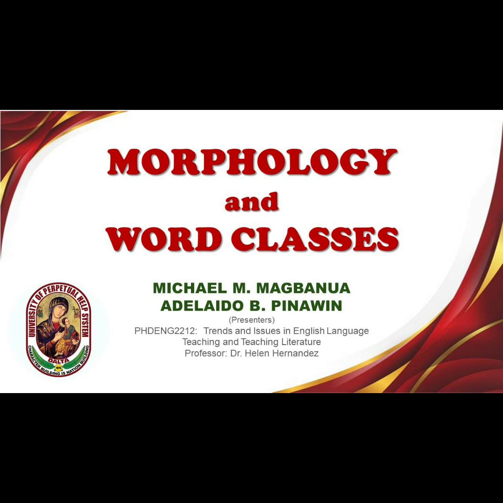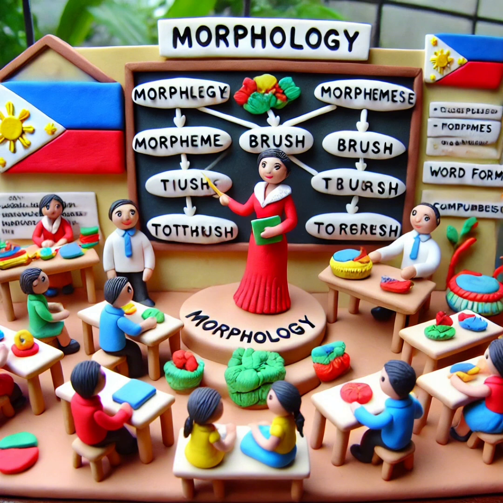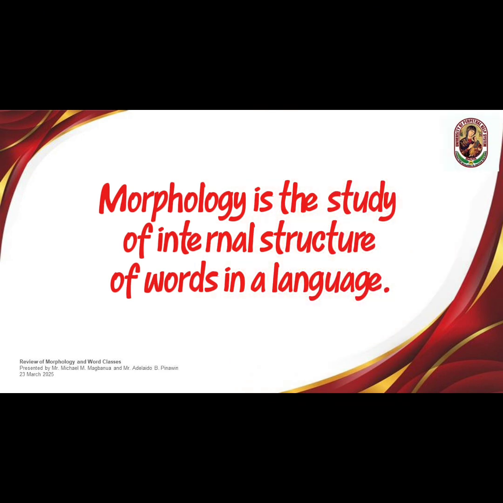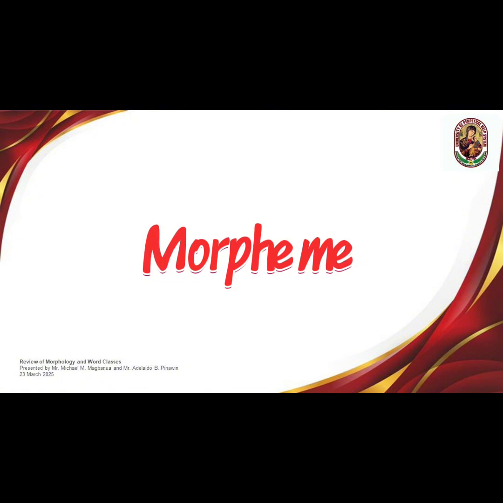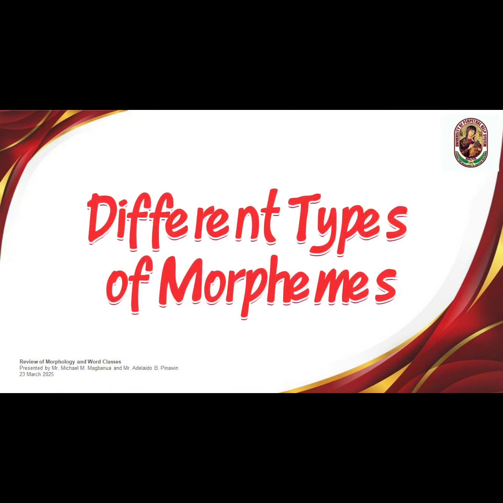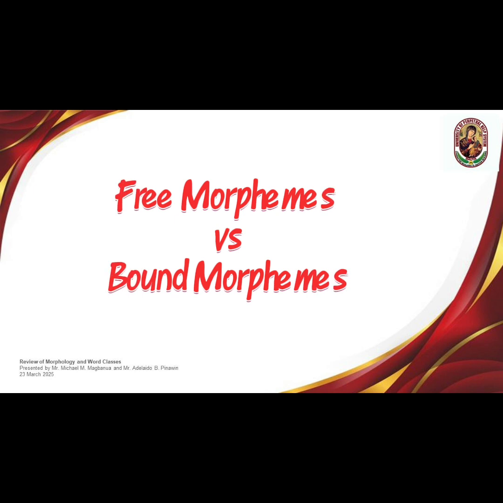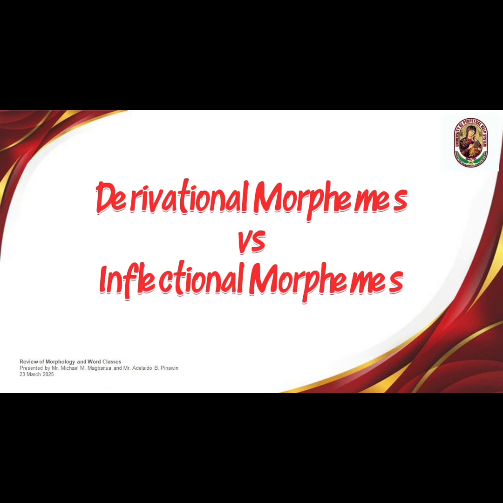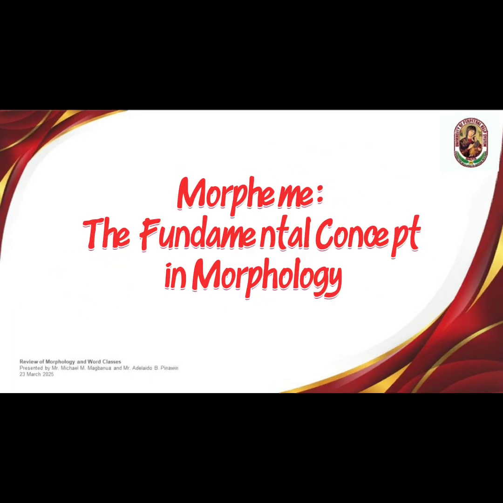Today we'll be discussing the concept of morphology, or the study of forms in linguistics. More specifically, morphology is the study of the internal structure of words in a language. In this review, we will be discussing the concept of a morpheme as well as distinguishing between different types of morphemes: free morphemes and bound morphemes, lexical morphemes and functional morphemes, as well as the difference between derivational and inflectional morphemes. So before we do any of that, let's talk about the fundamental concept in morphology, the morpheme.